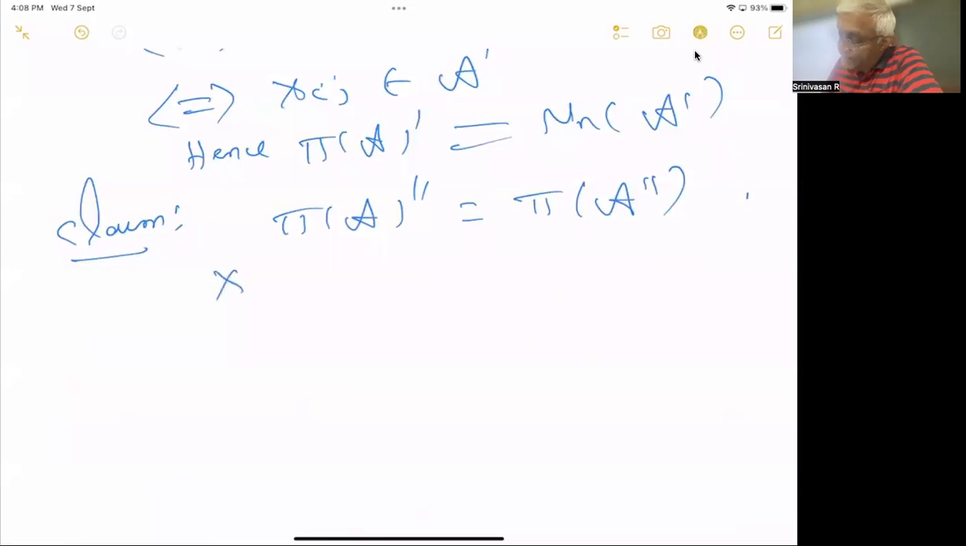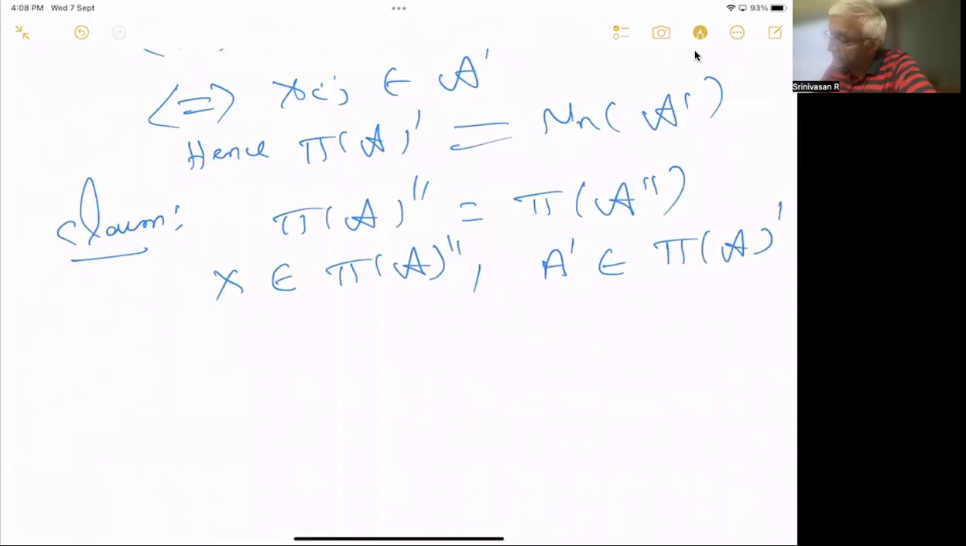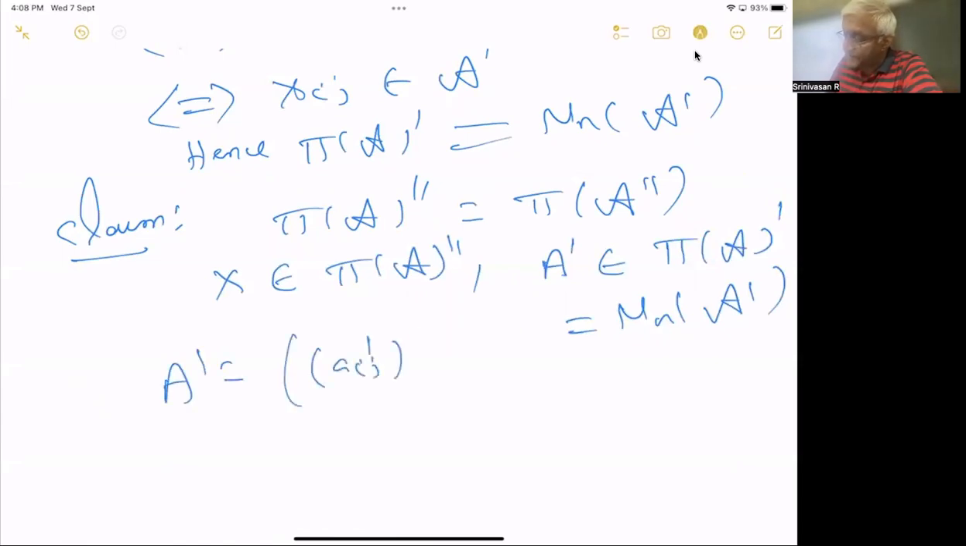Suppose you have an x in pi of A double commutant, and you have an A prime in pi of A commutant. You want to consider pi of A double commutant. A prime means pi of A commutant, but then this is equal to Mn of A commutant. We know that. So let A prime equal A_ij prime, where A_ij prime is coming from A commutant.